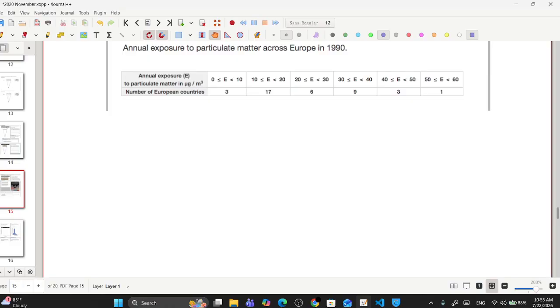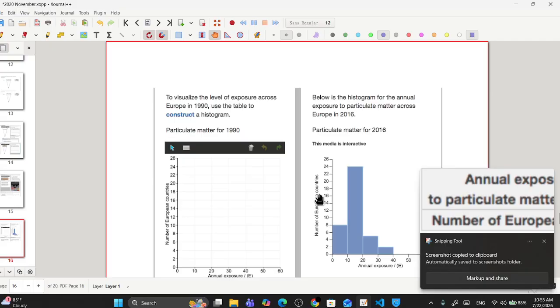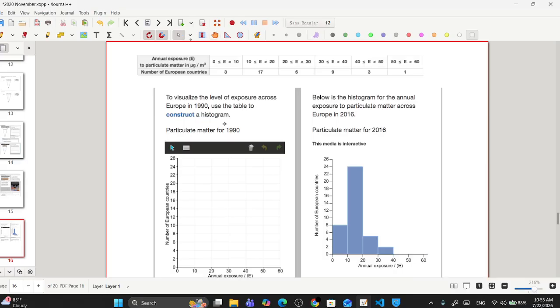Screenshot has been taken. So, as we know, there are three European countries that have been exposed to 0 to 10 microgram per cubic meter volume of exposure. So, 3 is roughly going to be here in between. You don't have to write this down, you just have to see how I am working. And I can shade it if I want. If I don't, it's fine as well.